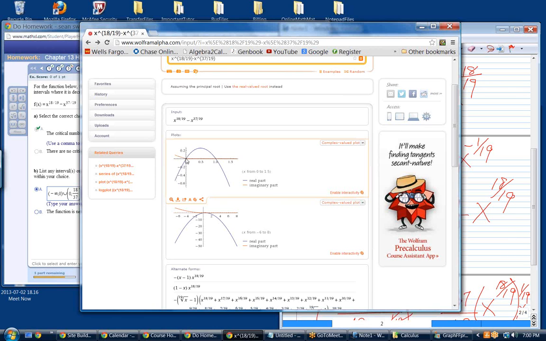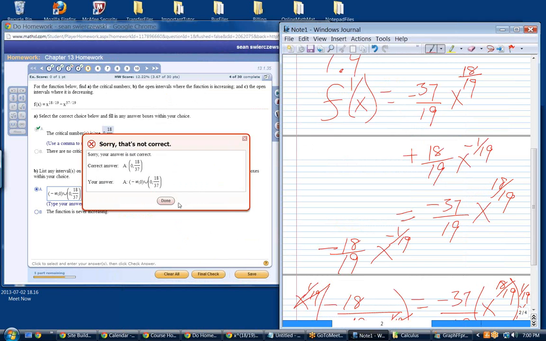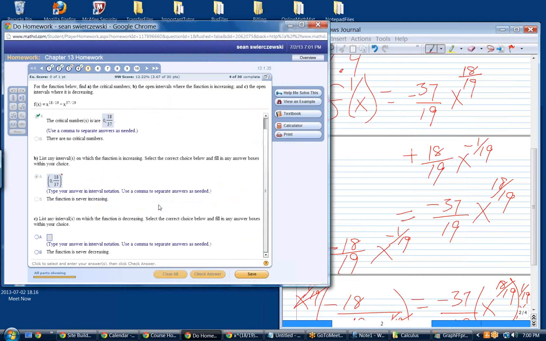Huh. All right. I'm not sure why it can't be negative, but okay, so the intervals where it's decreasing is going to be 18/37 to infinity.